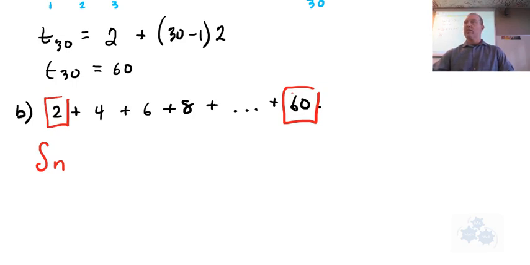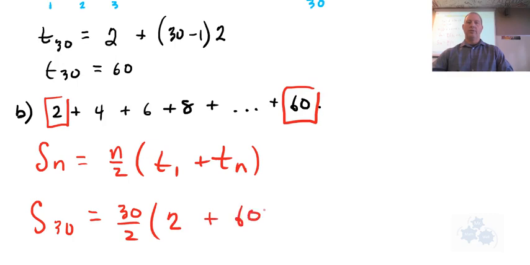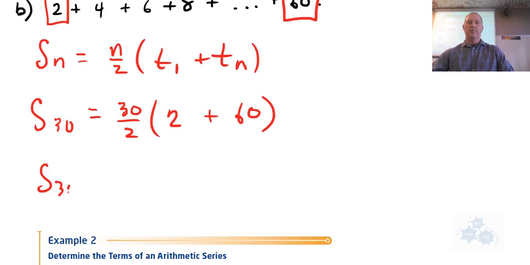We'll use Gauss's method, which is the first one. So let's do this. I guess n over 2 times t1 plus t of n. So the sum of the first 30 terms is 30 over 2 times 2 plus 60. So the sum of 30 will be 15 times 62, which is 930.